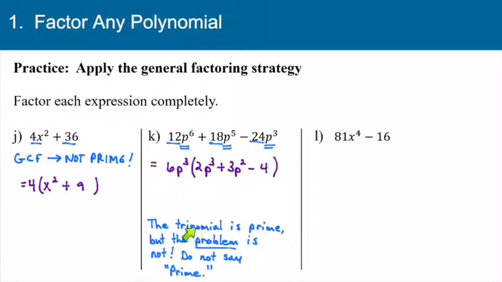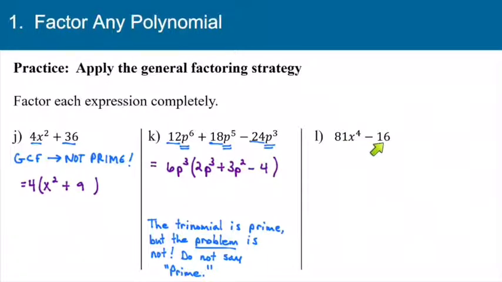Now, I just want to remind you one more time on problems like this. The trinomial turned out to be prime, but the problem itself was not prime because we did get a GCF from it. So do not write prime under problems like this where you've been able to do some factoring. Now let's look at our final example for this section.